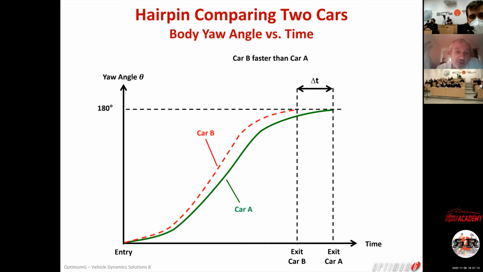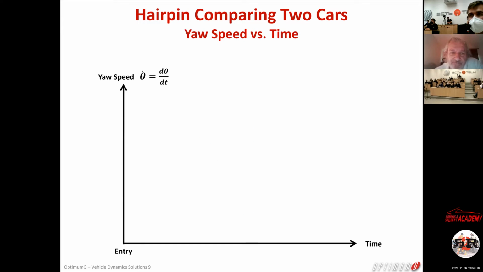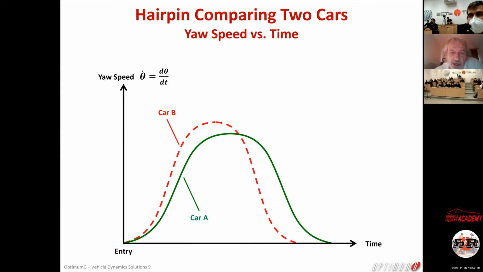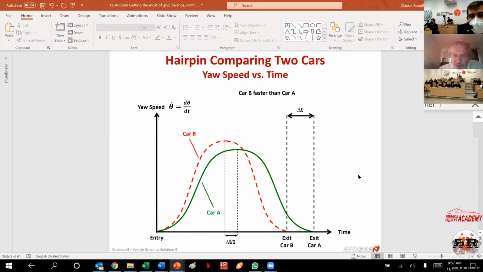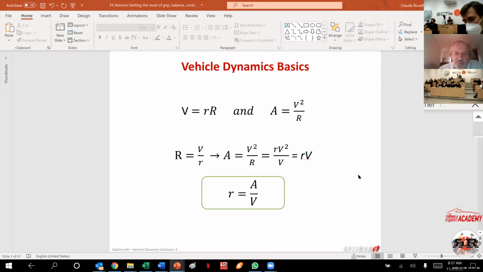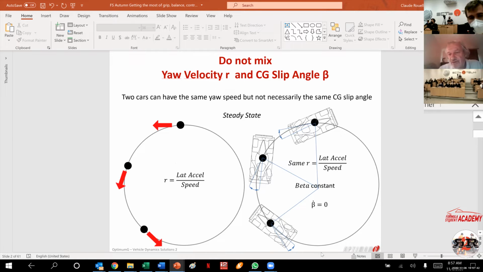If you integrate the yaw velocity, if you integrate degrees per second, you're going to have degrees. So if you have a hairpin, you make 180 degrees, fine. Okay, now, let's start to look at yaw velocity. You agree with me that, if you do your skid pad here in 10 seconds, you have a yaw velocity of 36 degrees per second, okay?